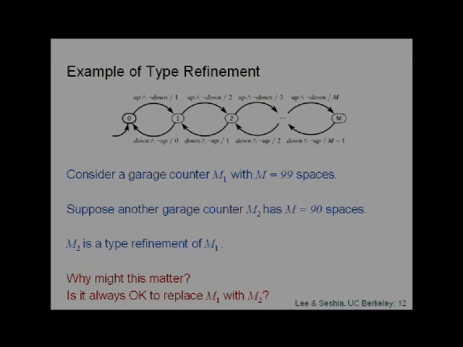Now, is that true for this garage counter example? I think for the adder incrementer example, it was quite clear that you can have situations where you can't replace the adder by an incrementer, right? But what about the garage counter example? From the functionality viewpoint, is it okay to replace M1 by M2?